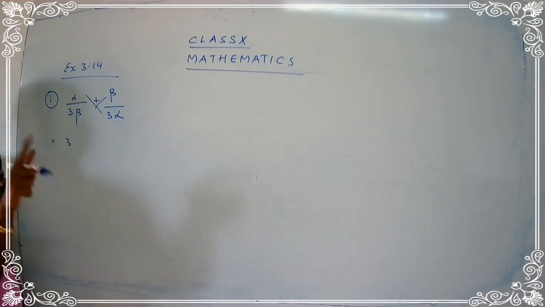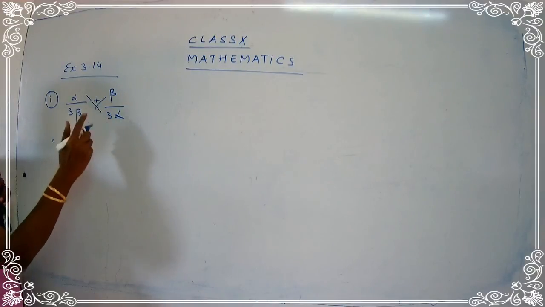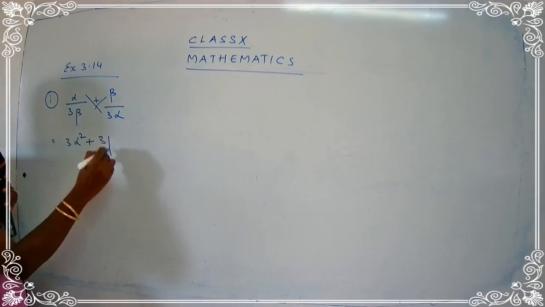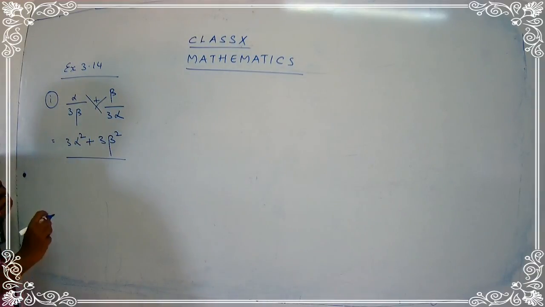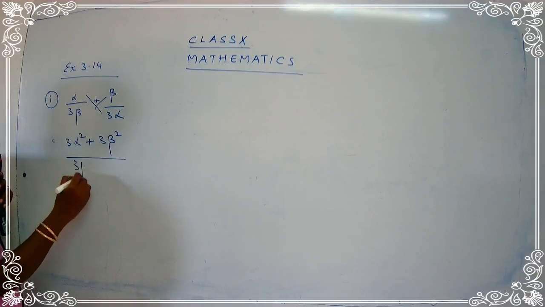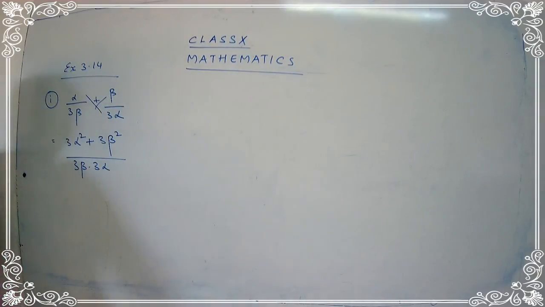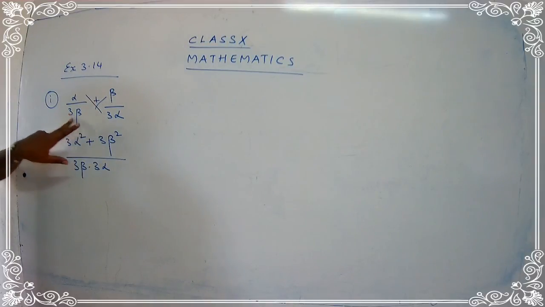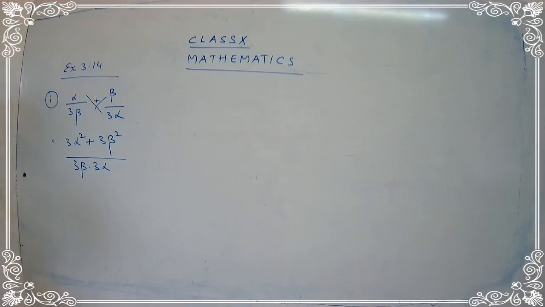Alpha into alpha, alpha square. 3 alpha square plus 3 beta into beta, beta square, upon this into this, so 3 beta into 3 alpha. I hope you are clear with the first step children. Cross multiply. 3 alpha into alpha gives you alpha square plus 3 beta into beta. What is beta into beta? Beta square. So 3 alpha square plus 3 beta square upon 3 beta into 3 alpha.